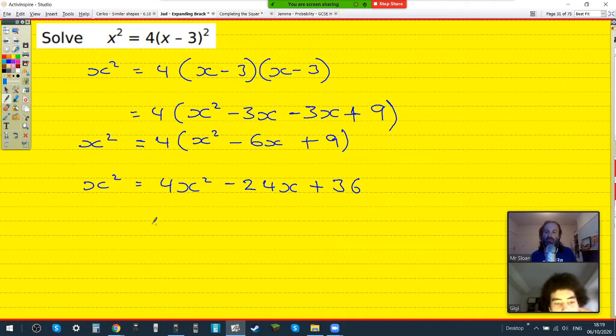What do we do from here? How do you normally solve quadratics? I don't remember. Make it equal to 0. Oh yeah. So it would be 3x squared.